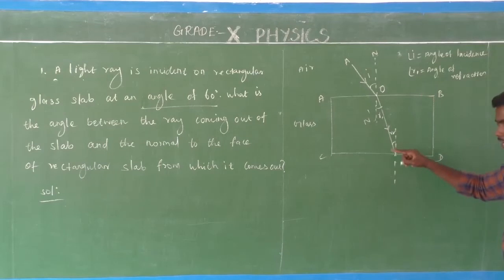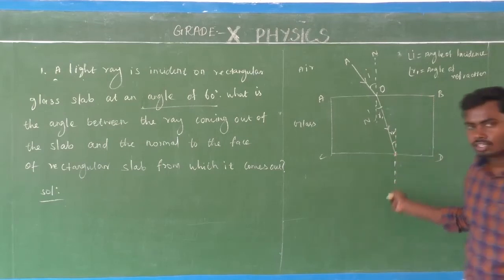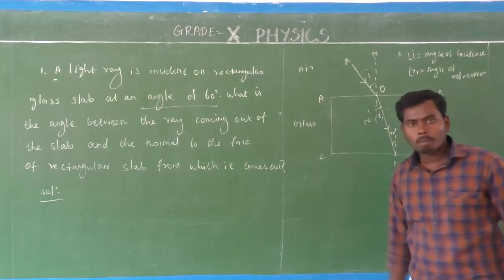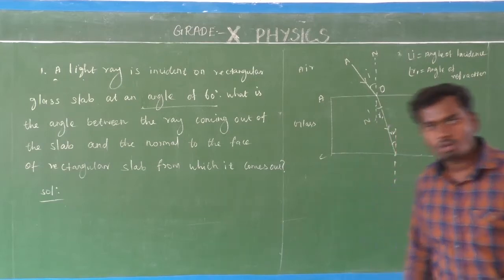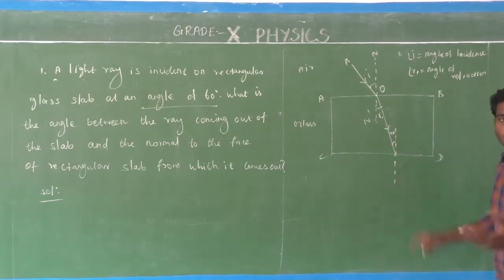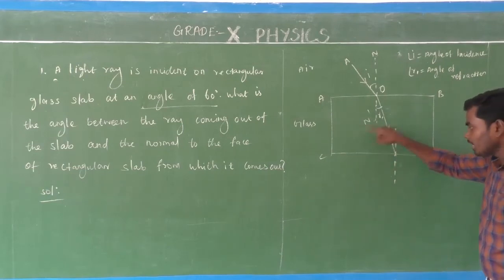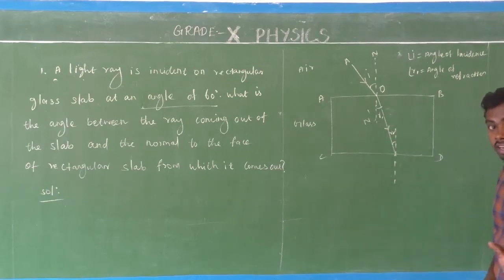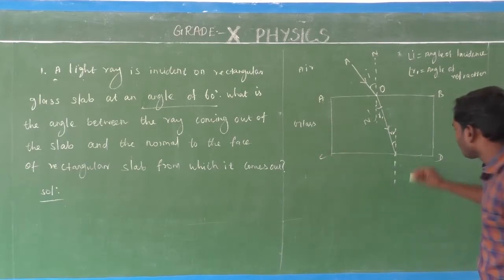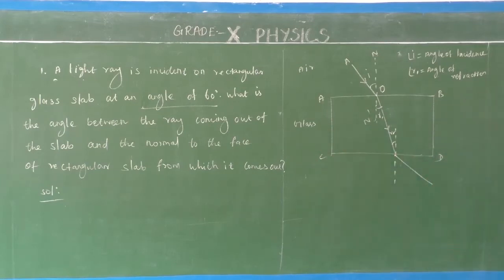Because air is outside, light goes from glass into air. So glass is optically denser medium, whereas air is optically rarer medium. So when light goes from optically denser medium into rarer medium, what will happen? The refracted ray moves away from the normal like this.